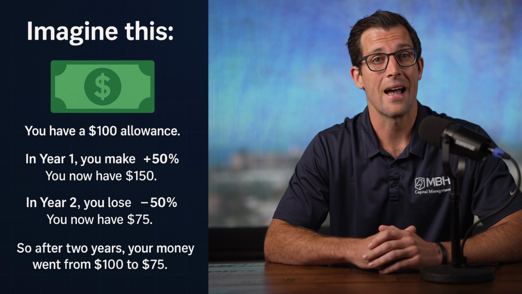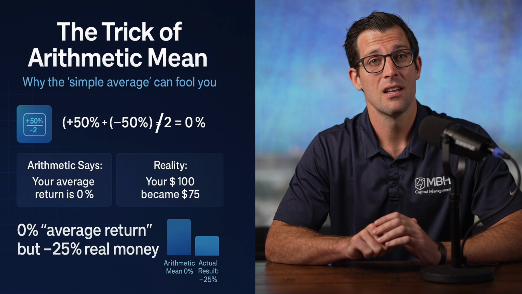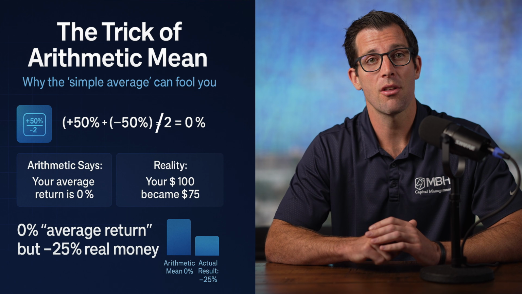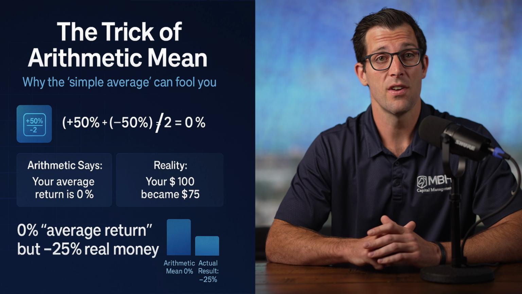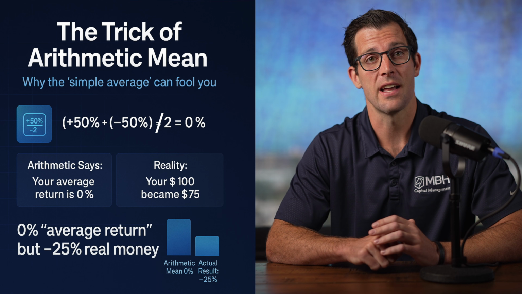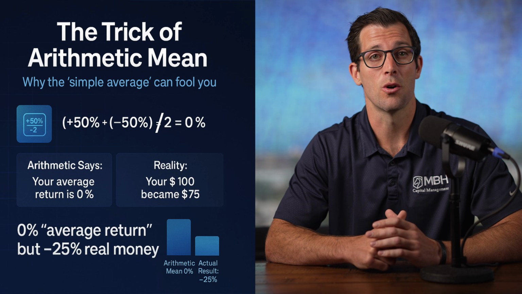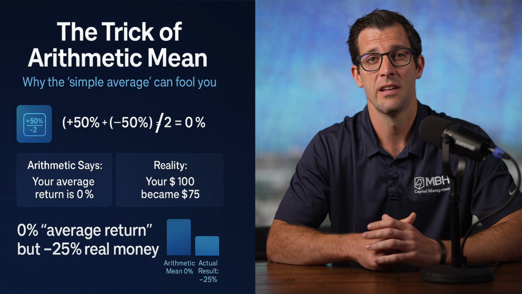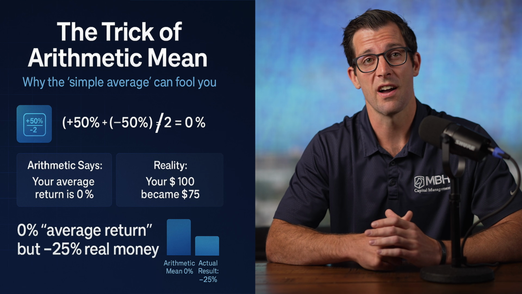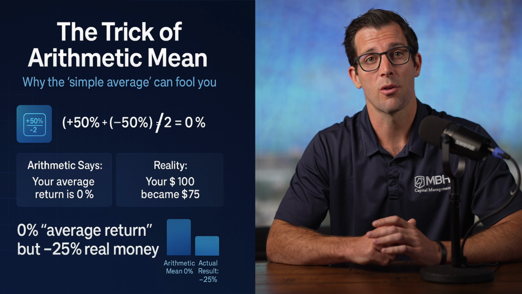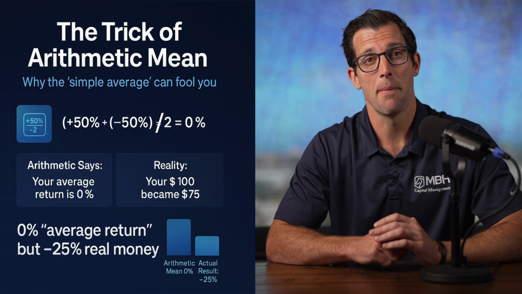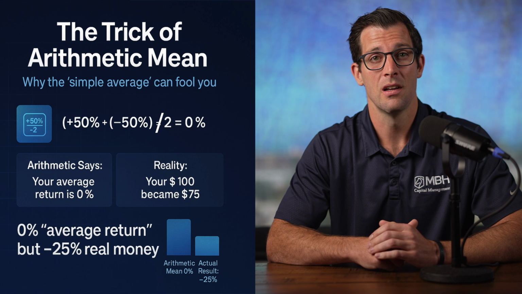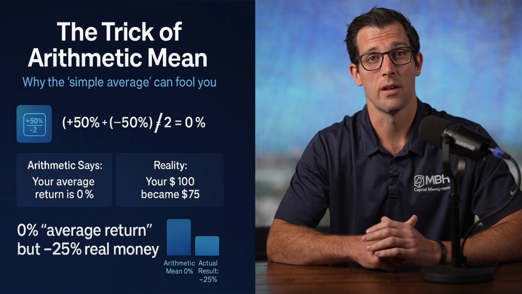But let's take a look at the average return. The trick of the arithmetic mean, aka the simple average. Here's how the arithmetic mean works. Plus 50% plus minus 50% divided by 2 equals a 0% average return. Sounds okay, right? Like maybe you broke even, but you didn't. You lost 25%. That's the problem with the arithmetic mean. It doesn't account for the compounding effect and the ups and downs of investing. It looks fine on paper, but it lies to you and your wallet.